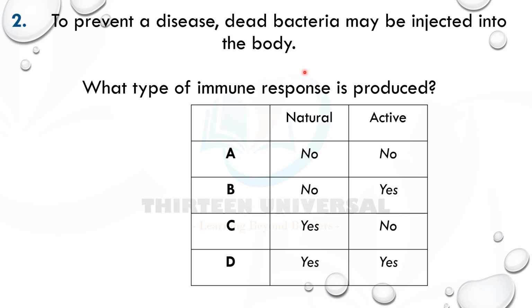Now it's going to be active, because the bacteria has antigens that will trigger an immune response, and then memory cells will be produced. So it's going to be active because the immune response will be triggered or elicited, and of course memory cells will be formed. So it's B.